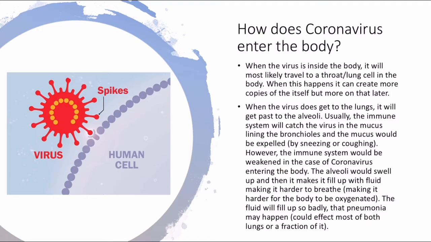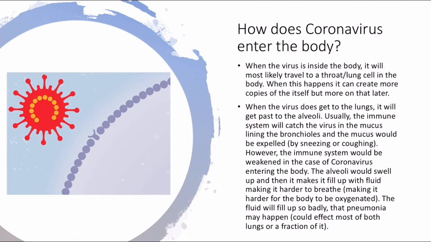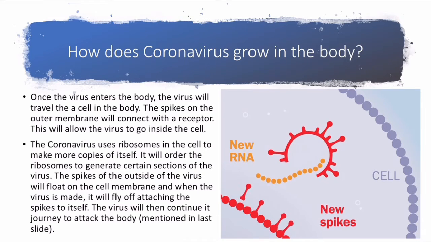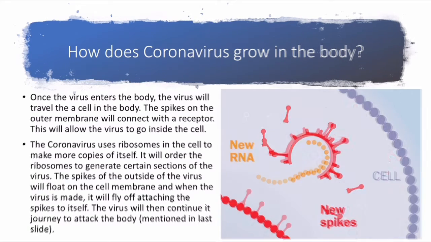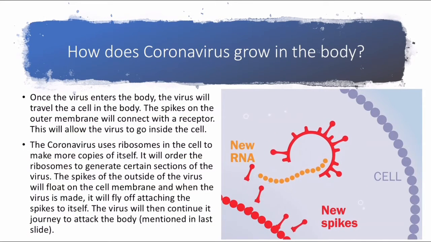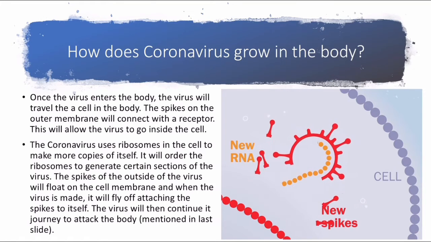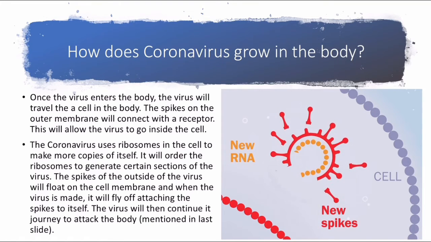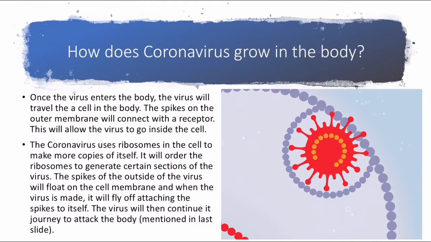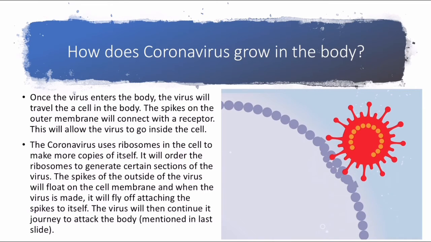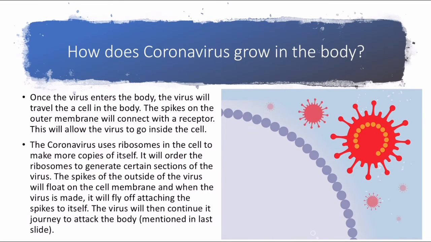The fluid may fill up so badly that pneumonia may happen, which could affect most of the lungs or just a fraction of it. Once the coronavirus enters the body, the virus will travel to a cell in the body. That is definitely going to happen. So the spikes on the outer membrane will connect with a receptor on the cell membrane. This will allow the virus to go inside a cell.